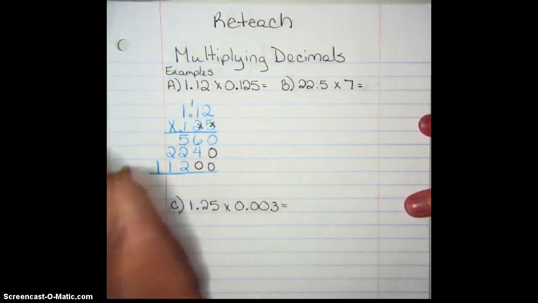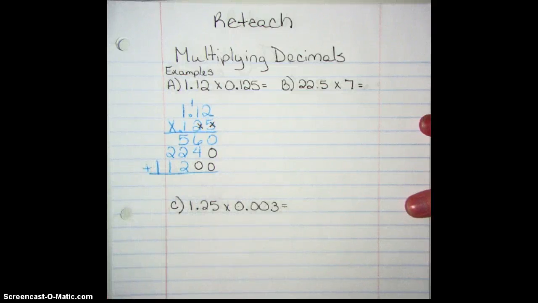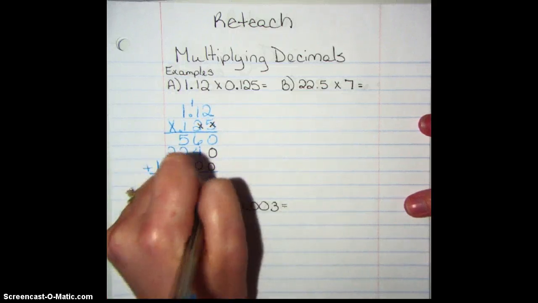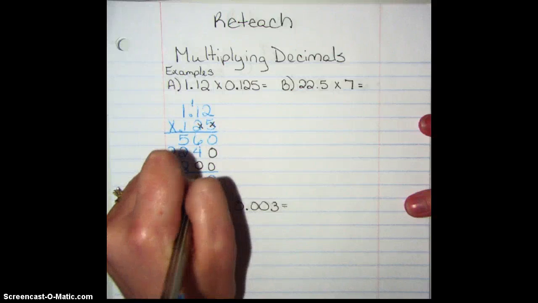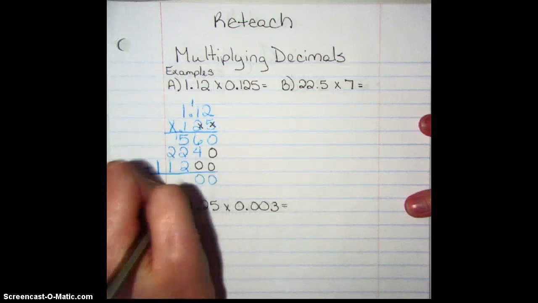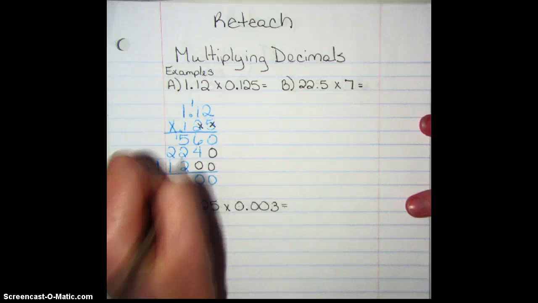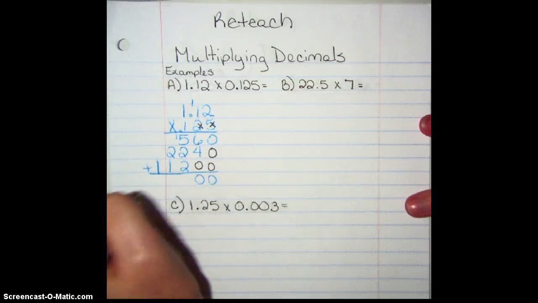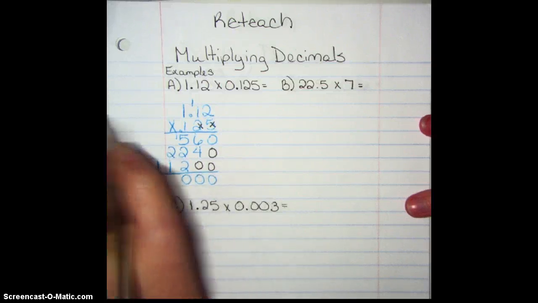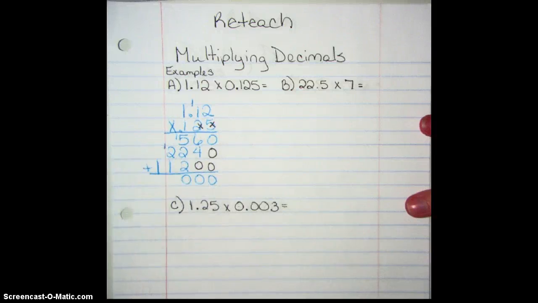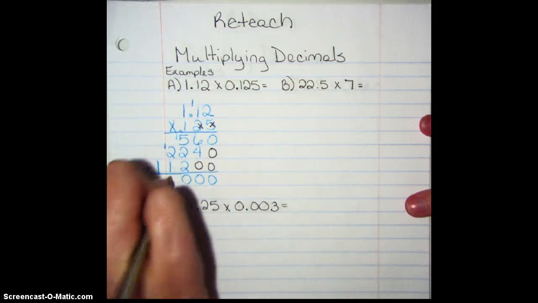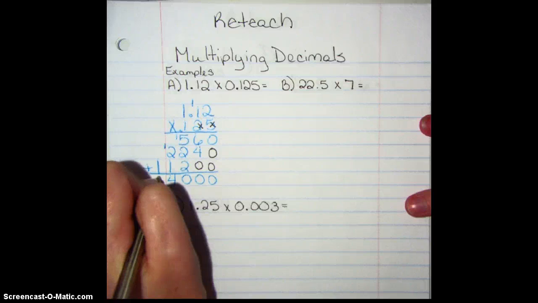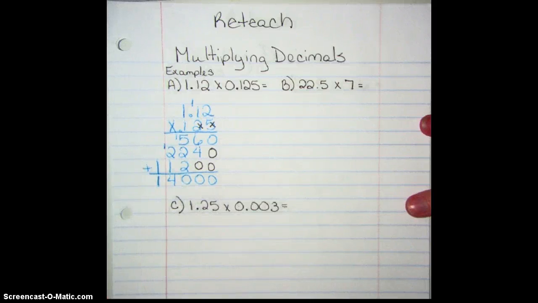At this point, I'm going to add these together. 0, 0, and 0 is 0. 6 plus 4 is 10, carry the 1. 5 plus 1 is 6, plus 2 is 8, plus 2 more is 10. So a 0 and carry the 1. 2 plus 1 plus 1 is 4. And then I have a 1 all by its lonesome over here.